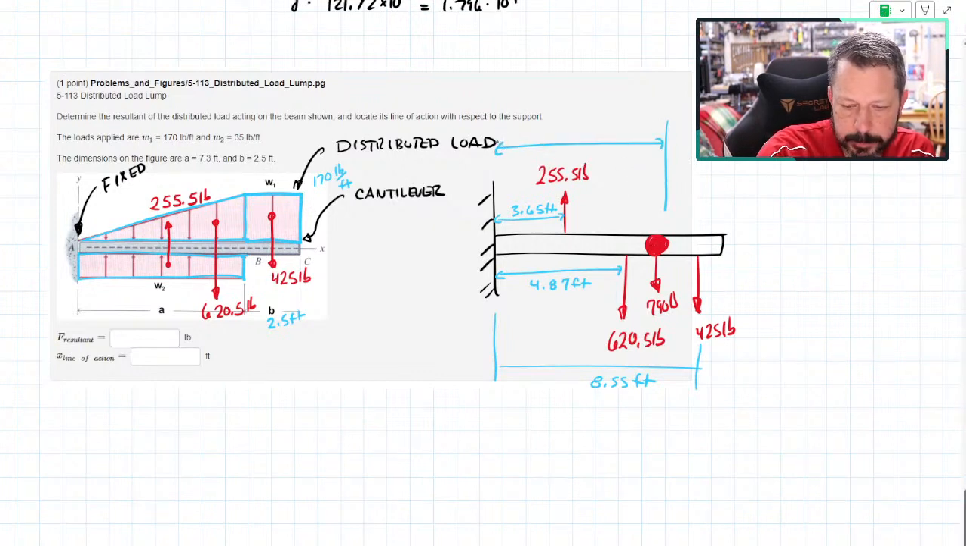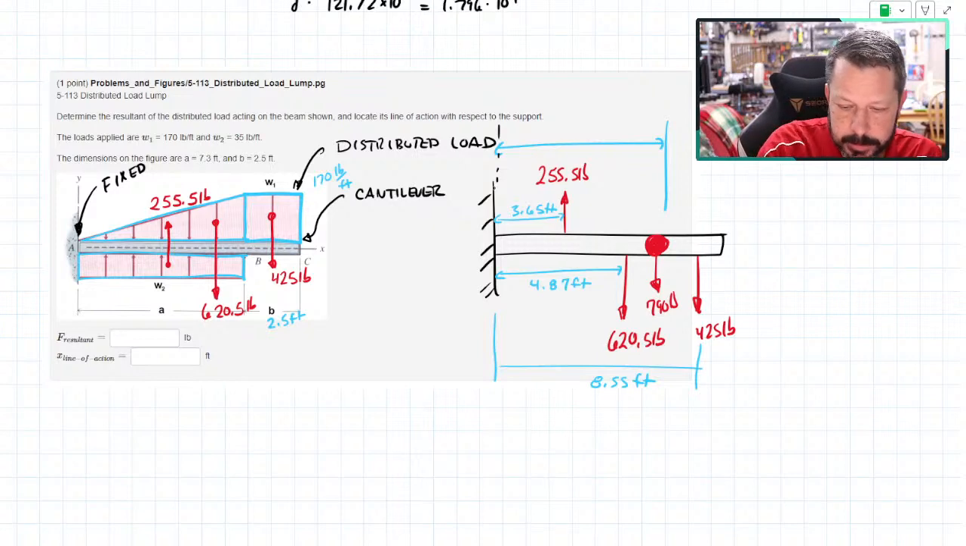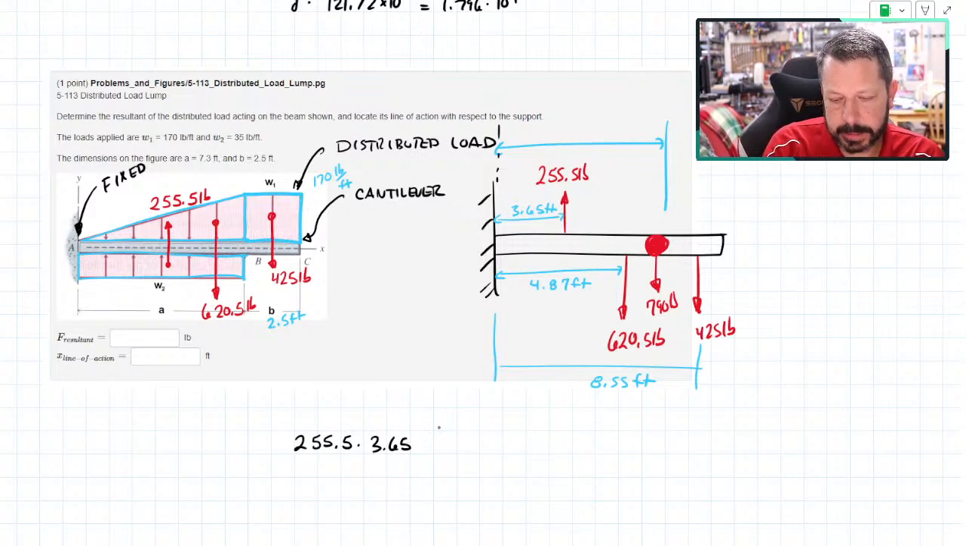So this kind of goes back to when we first started doing centroids, and I had the spheres, and they each created a moment about the axis. That's the same thing that's going on here. So if I did the 255.5 times 3.65 feet, that'll be foot-pounds when I multiply those together. That's going around counterclockwise. So that would be a negative sign.